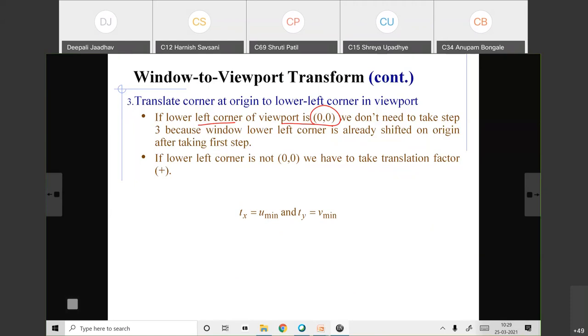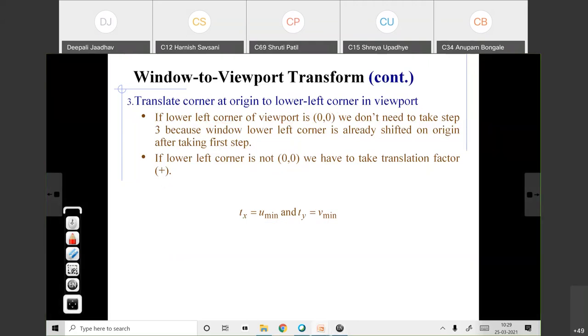But if it is not at the origin, then we have to take the translation factor as a plus. Now tx is equal to u min and ty is equal to v min, as we did in the simple way of translation, scaling and again translation. So translate it to the origin, scale it according to the viewport size, and then again translate it back to the original position. If it is already at position 0, 0, it is not necessary to perform step number 3.